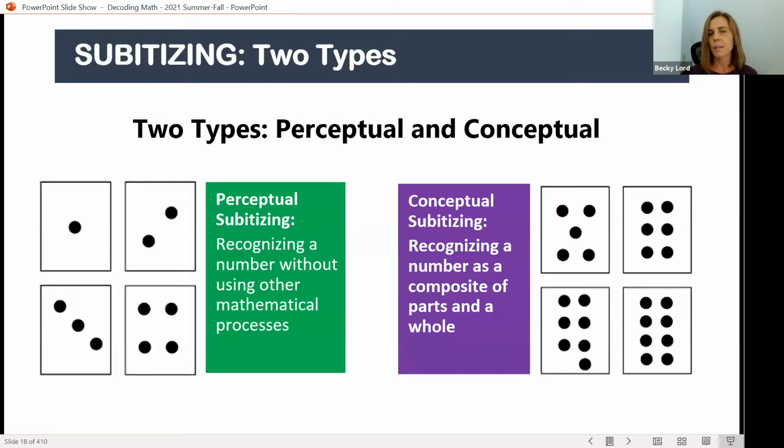The first one is sometimes called perceptual subitizing, and that's just what we think of as our innate subitizing ability. This is being able to recognize a number without using any other mathematical processes. So you just see that 4 and you know it's 4, but then you learn the language 4 and you map that onto that visual representation of 4. Conceptual subitizing is recognizing a number as a composite of parts in a whole. So you might see that 5 there, but perhaps what your mind did was quickly see the 4 and then add the 1 in to know it's 5.